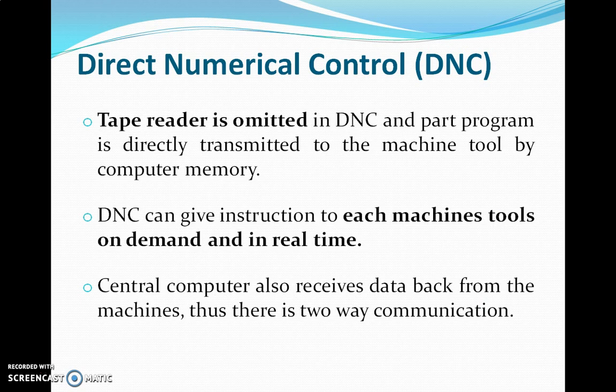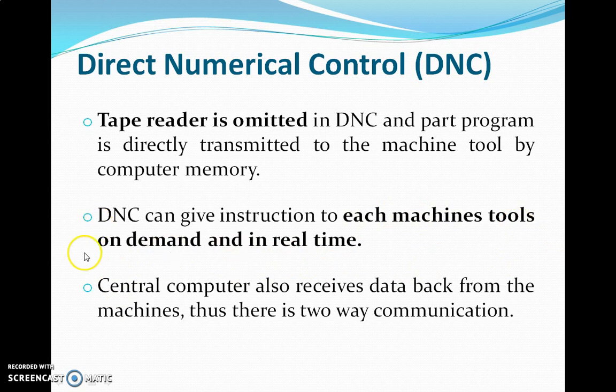In DNC, the tape readers are completely omitted. There is no tape reader at all in DNC. The part programs are fed to the machine tool by the computer memory. So part programs are built in the computer, stored in the memory of the computer, and also fed to the machine by the computer only. DNC can give instruction to each machine tool on demand and in real time.